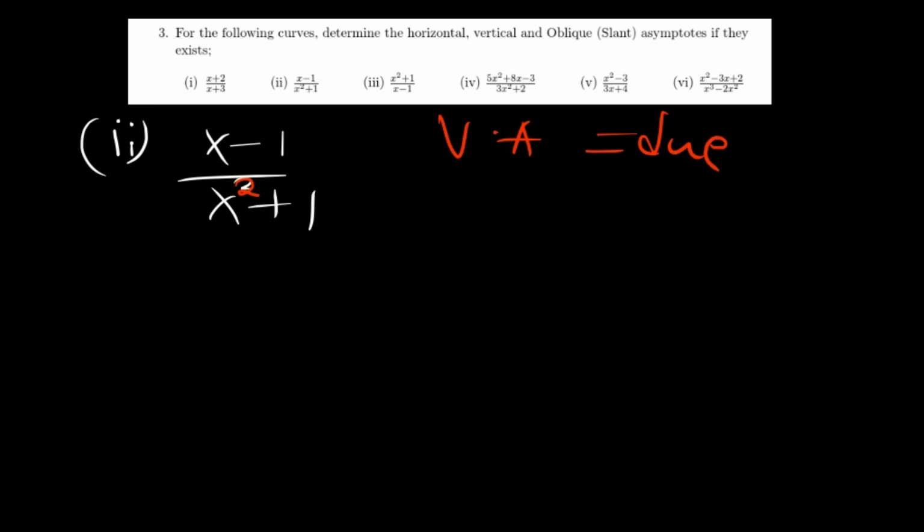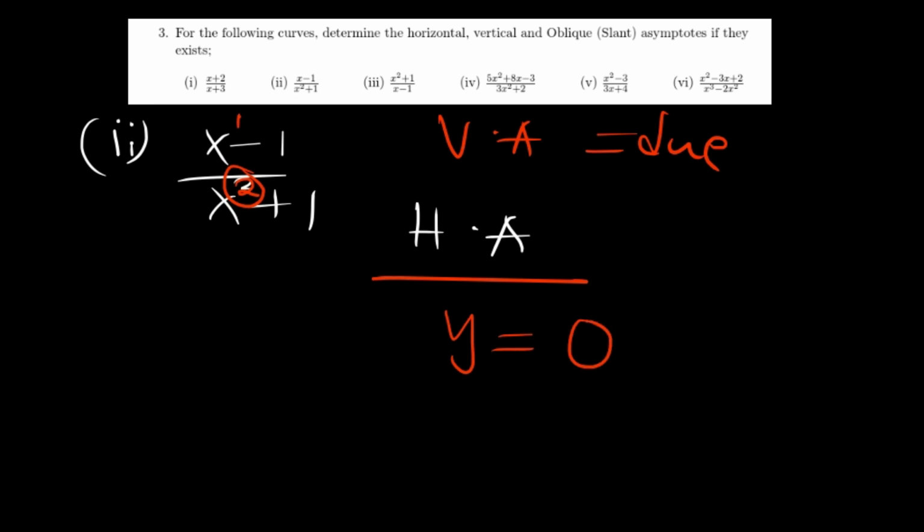Now let's try to find the horizontal asymptote. We've got a normal fraction, with the denominator having a greater power, a greater degree compared to the numerator, because this is 2, that is 1. So we said y is equal to 0 becomes the horizontal asymptote.